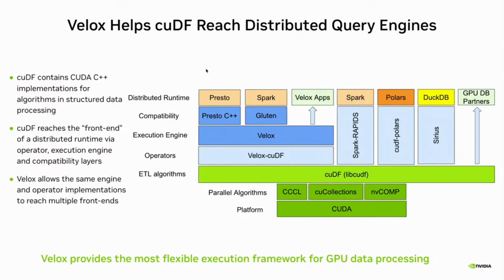Go back 2 years ago, and Spark Rapids was the main way that distributed ETL could access GPU acceleration and cuDF. Spark Rapids is open source, and all that code, they had to write their own operators, they had to write their own execution engine, they had to do all the Spark compatibility, and that fits in this big Spark Rapids bubble here.